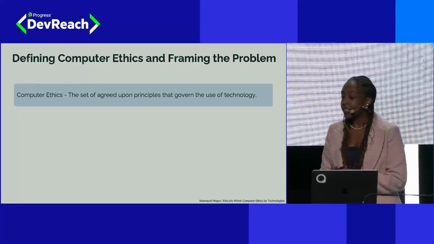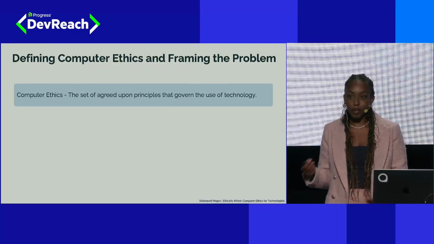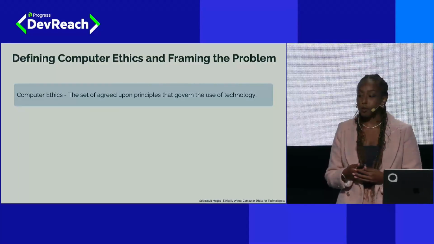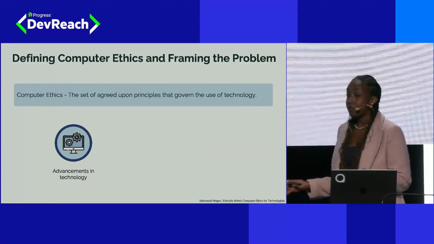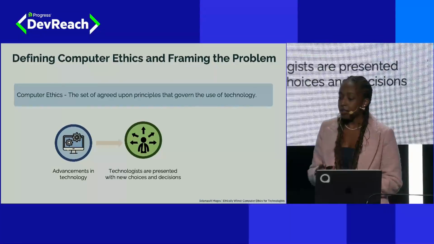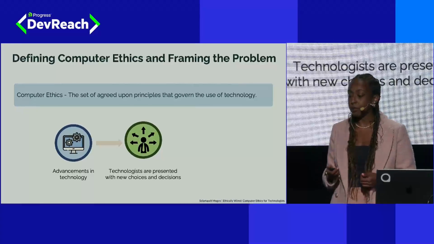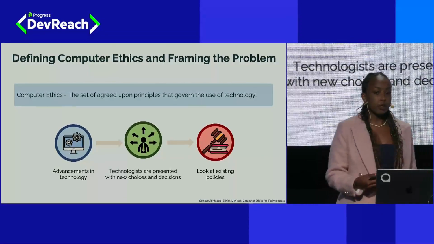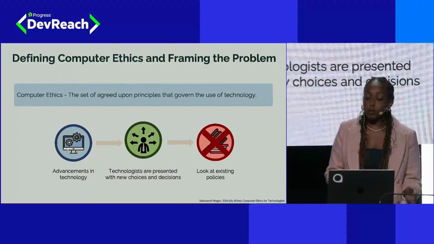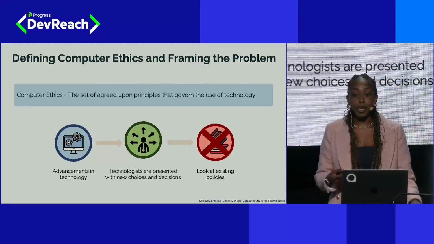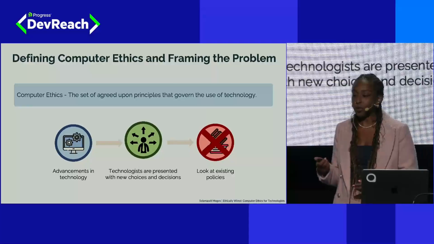So with that, simply put, computer ethics is the set of agreed upon principles that govern the use and development of technology. A typical problem that computer ethics is trying to solve goes as follows. First, there's an advancement in technology. And with that, technologists are presented with new choices and decisions to make based off of this advancement. So they look at existing policies to understand what to do next. But sometimes policies aren't relevant for the situation, or the situation is more complex than the intended policy was supposed to capture. So let's use art in the age of AI as an example.